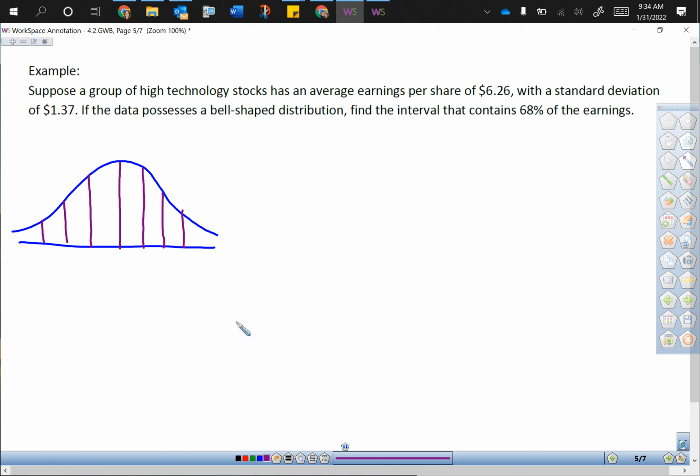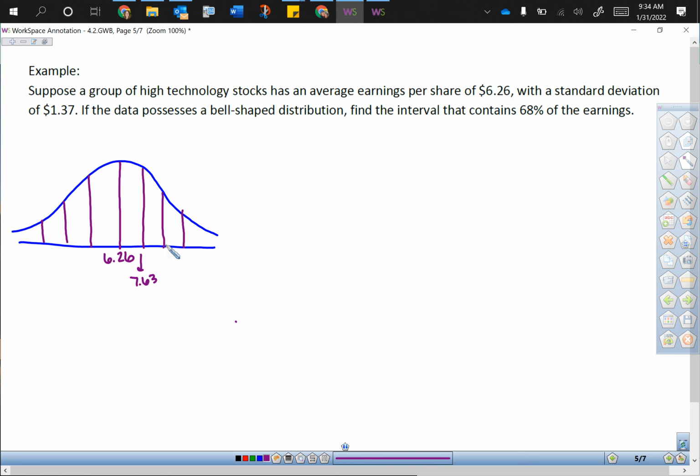Now, we know that this would be 0, 1, 2, 3, -1, -2, -3, but what that 0 represents is my mean. Did they tell me what the average or the mean was in this problem? $6.26. So that's going to go in the middle. That is my average for this problem. Now, it says we have a standard deviation of $1.37. So if I wanted to figure out what 1 is, I would take this 6.26 and add $1.37.